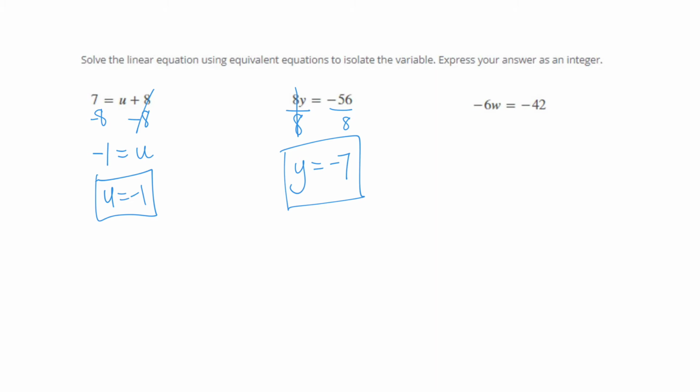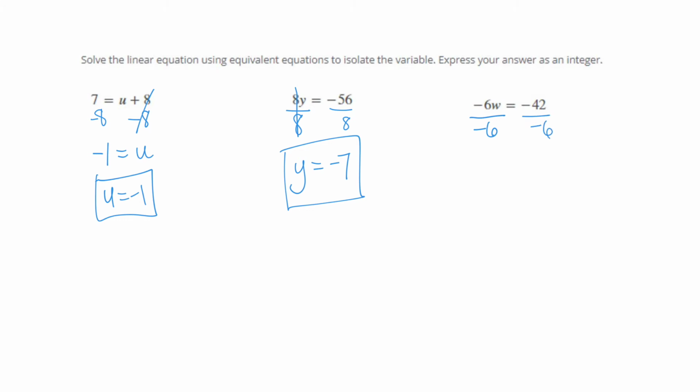All right, let's try this one. Looks like, again, I'm trying to isolate this w, but it's being multiplied by this negative 6. So to undo multiplication, I'm going to divide by negative 6. But I have to keep it balanced. You got to do it over here also.